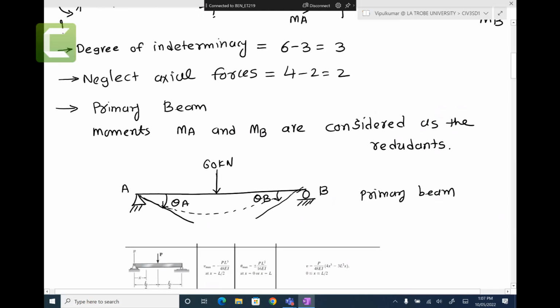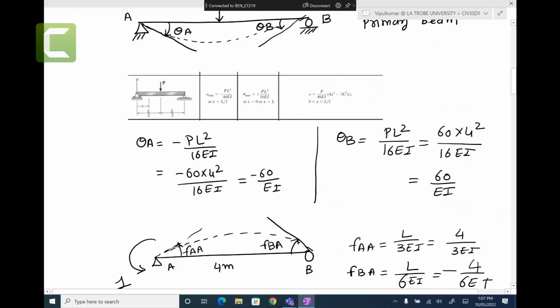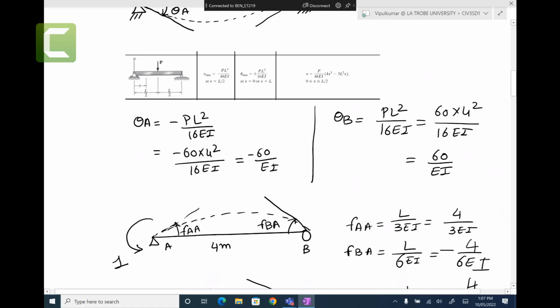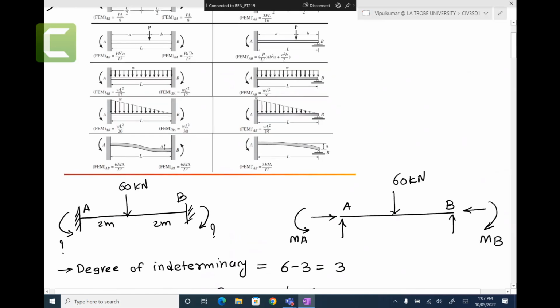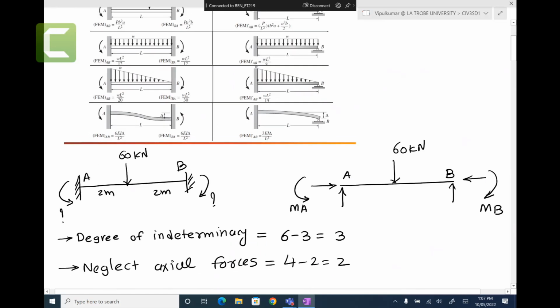Then we change the fixed supports to pin and roller supports, and there were rotations. You make it two redundants. You draw the primary structure, which is a determinate structure, and then you find theta A and theta B. The direction that I have here, I don't know initially. I just put it randomly. You can put it randomly, we don't know. If we get a negative answer, we change it. So don't worry about that direction, I just assumed.